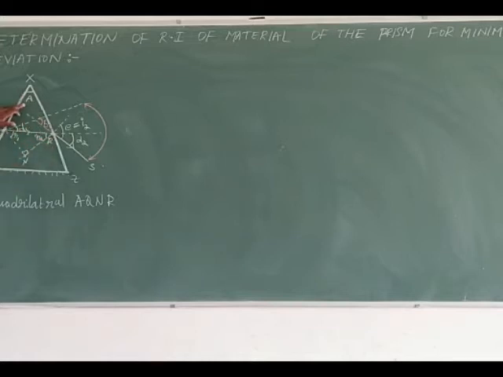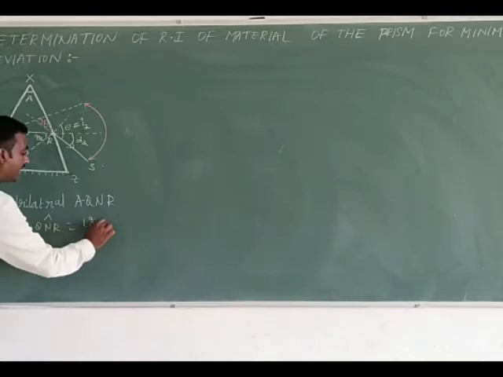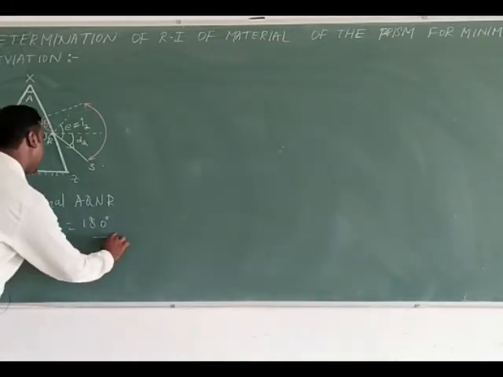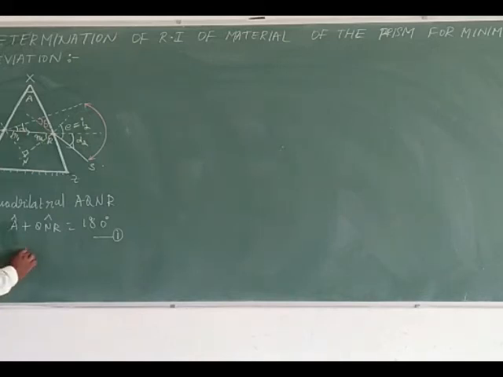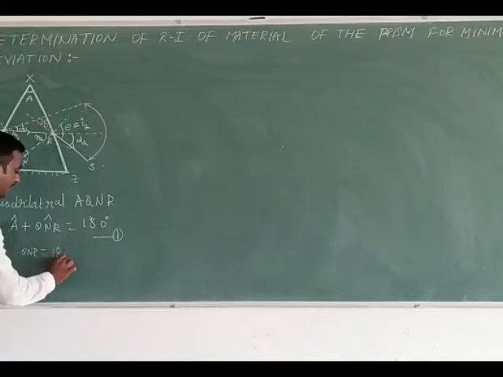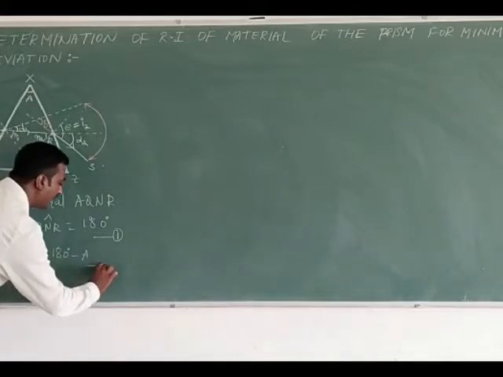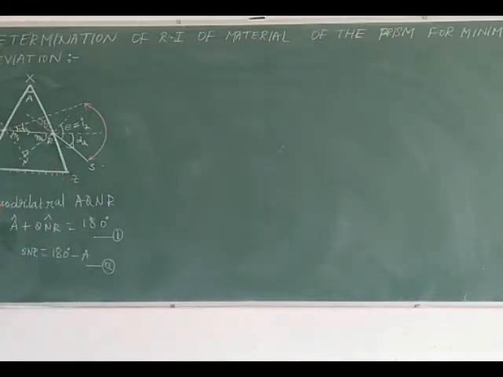In that quadrilateral, the sum of the opposite angles A and N, how much is it? 180 degrees. So angle A plus angle QNR is 180 degrees. Let us call this equation number 1. So to calculate QNR, QNR can be written as 180 degrees minus the angle of prism A. Let us call this equation A.